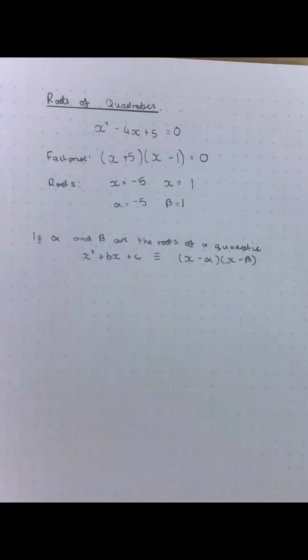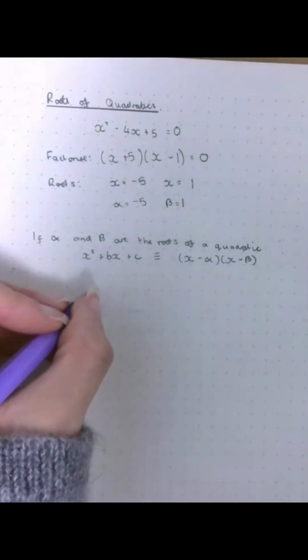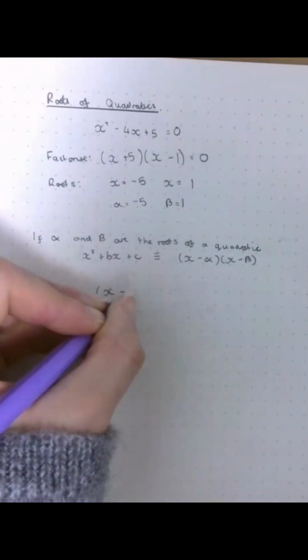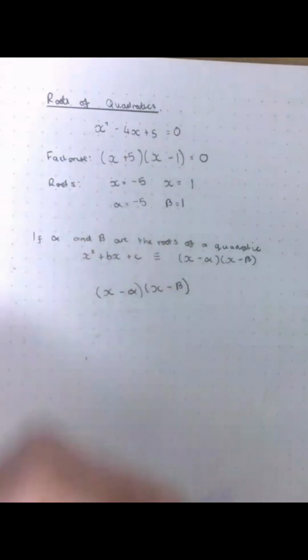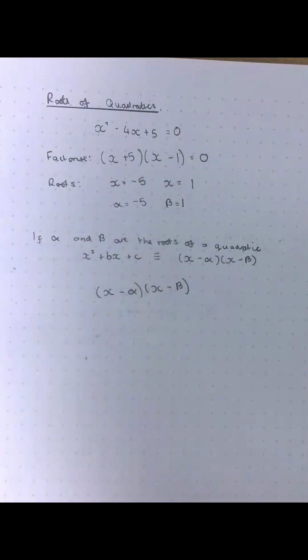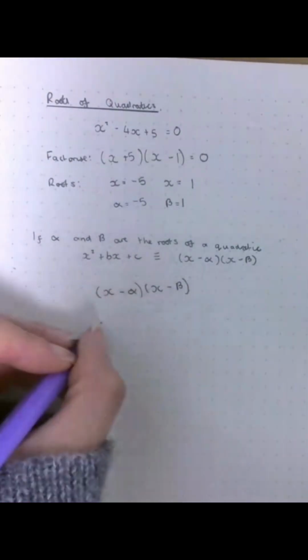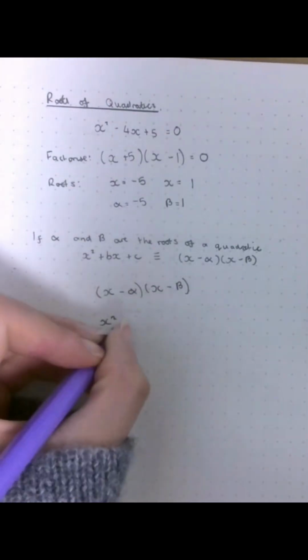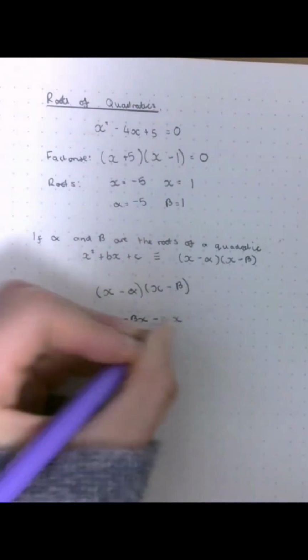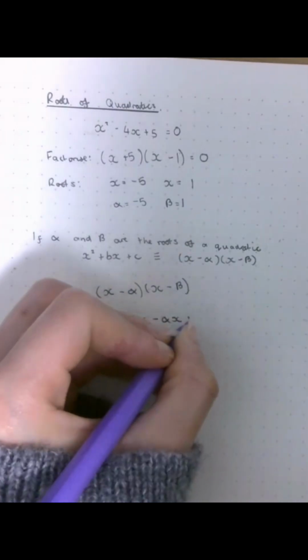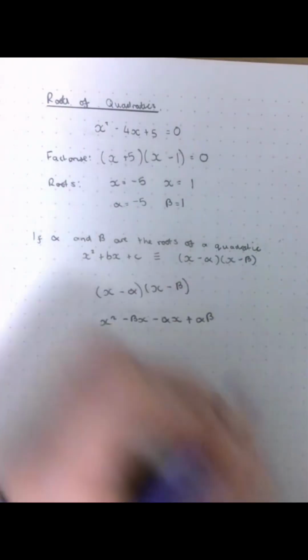And then what we can do is expand this out. We expand that out, and it's going to give us an alternate way of writing quadratics out in relation to their roots. So if we expand that out, we'll get x squared, we'll get a minus beta x, we'll get a minus alpha x, and then we'll get a plus alpha beta at the end.